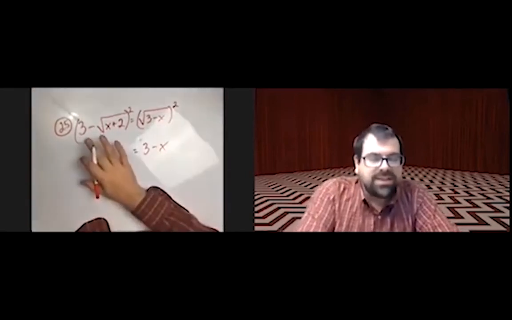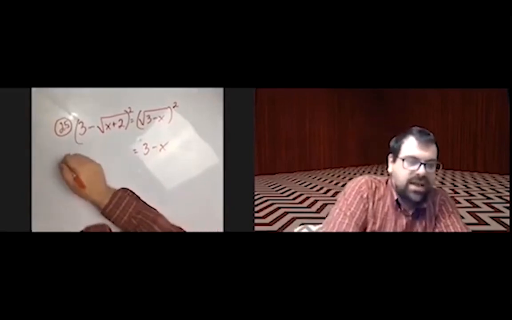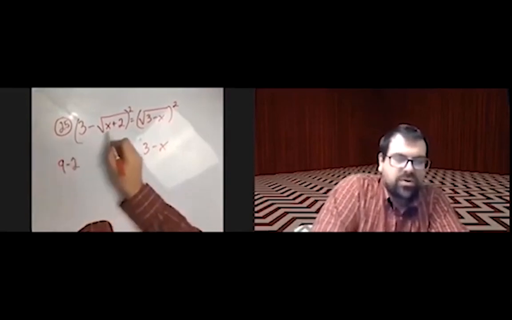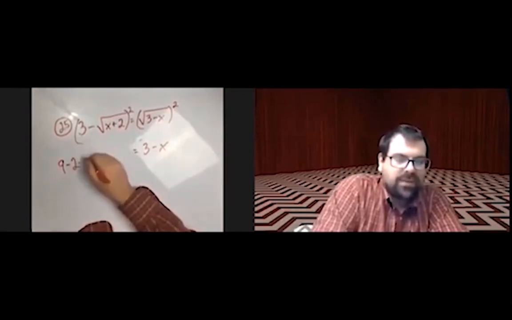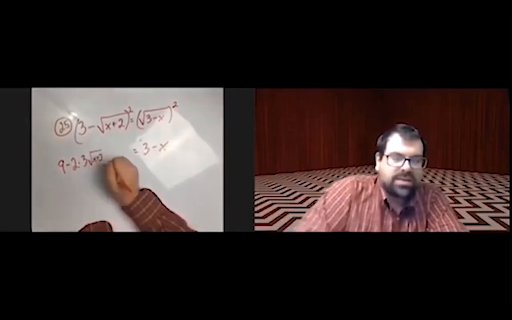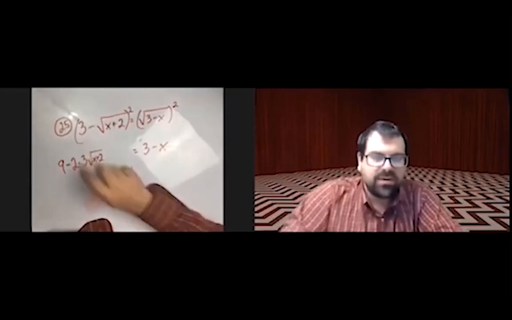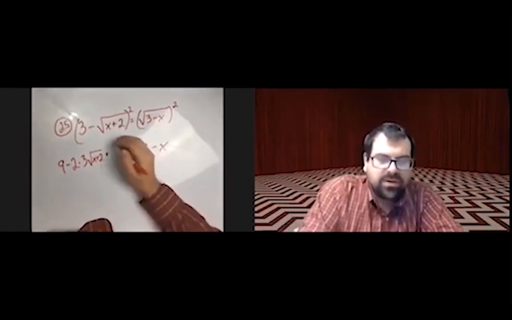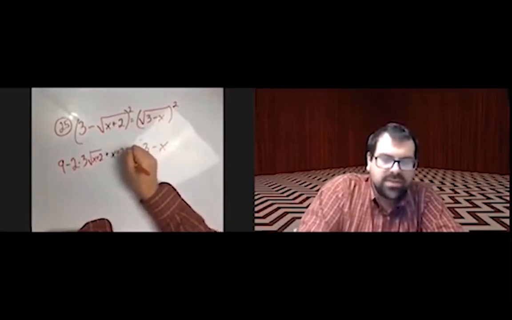On the left, be careful because it's this times this. FOIL it with itself. 3 times 3 is 9. And then we're going to have minus 2 of these things multiplied together: 3 times the radical x plus 2. That's the outer and the inner multiplied together. Last, square the square root, it's plus x plus 2.